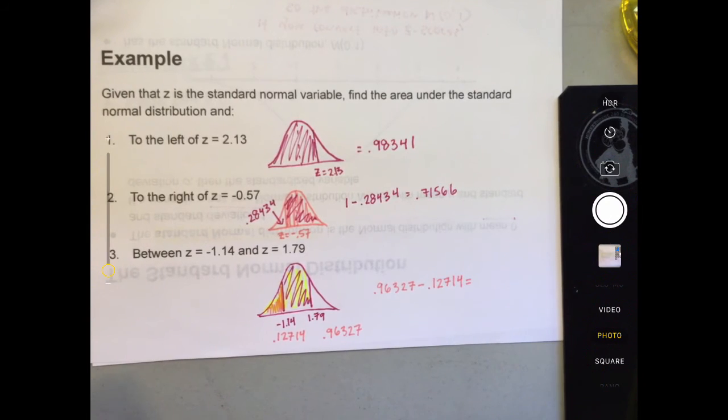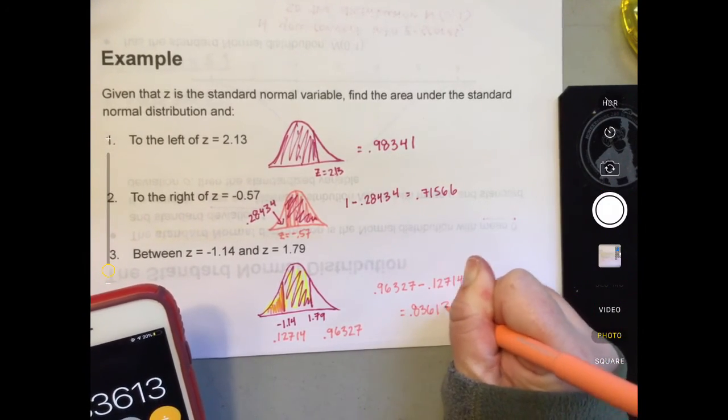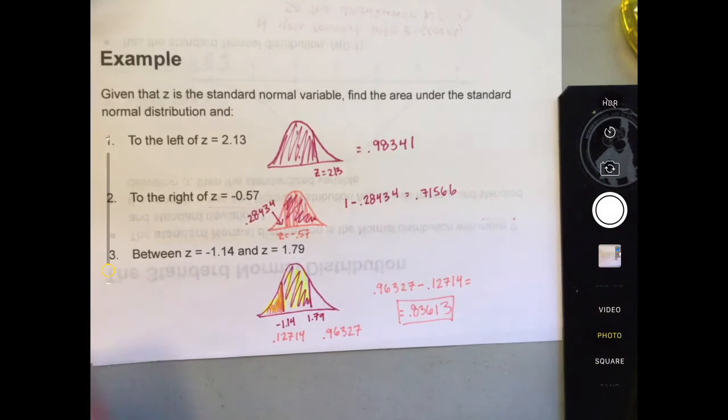Sorry, the washer is in the background right now. 0.96327 minus 0.12714. Okay, to get 0.83613. On my next part of the lecture, you can see how to do this on your TI Nspire. Thank you. Bye.